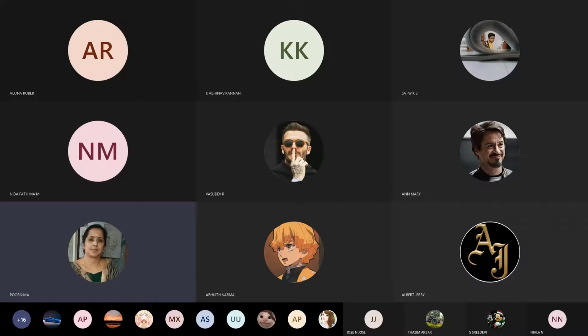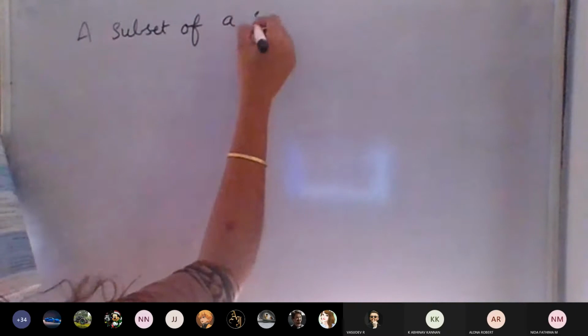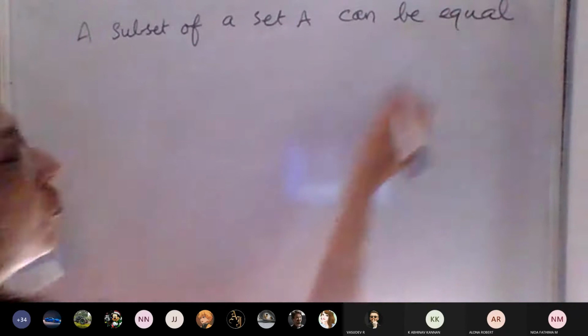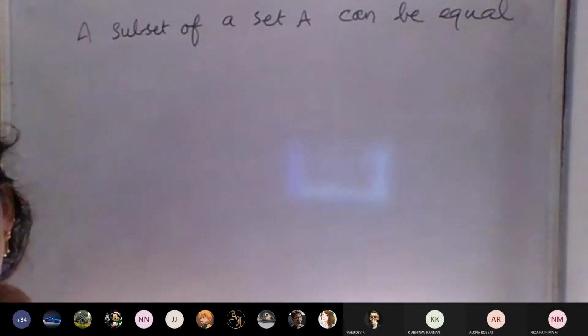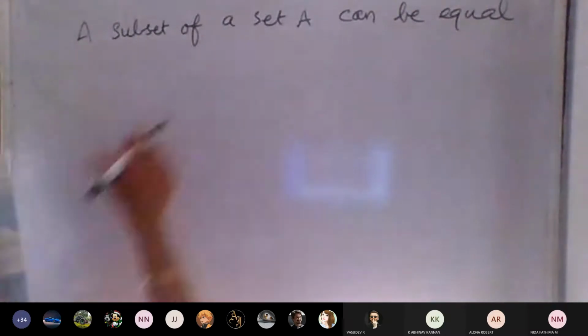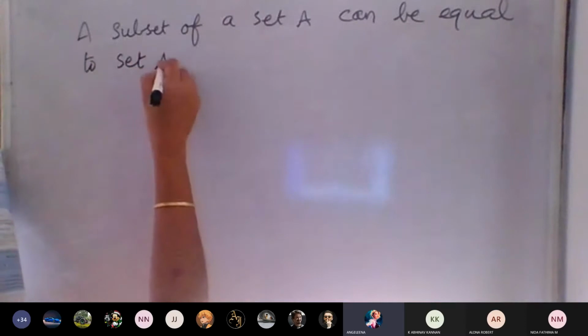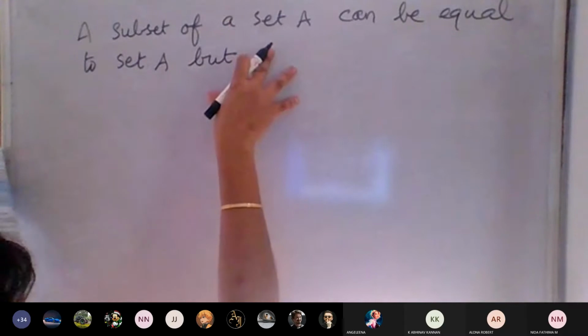A subset of a set A can be equal to set A. What you asked? Can write it. Proper set. No need. Set A, but the difference between subset and proper subset we are discussing.